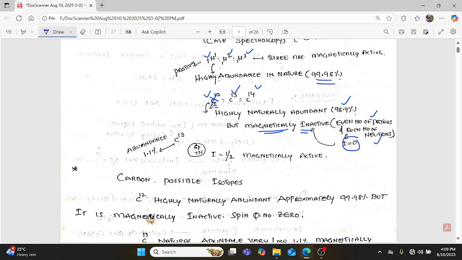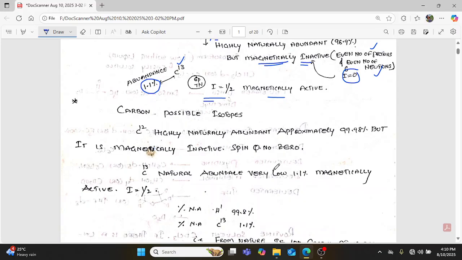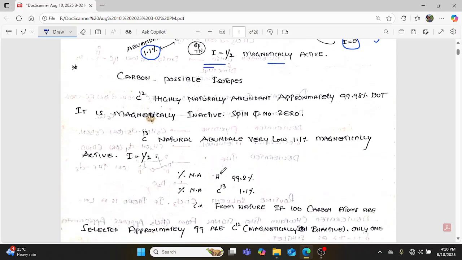This is a very important question. Why do we have C13 NMR? Why not C12? The answer is that C12 is spin inactive, so it is magnetically inactive. In NMR, a spin active nucleus will be observed. So the next one is C13, but its abundance is very low, only 1.1 percent. Its spin quantum number is 1/2. It is magnetically active. That's why we have C13 NMR spectra.